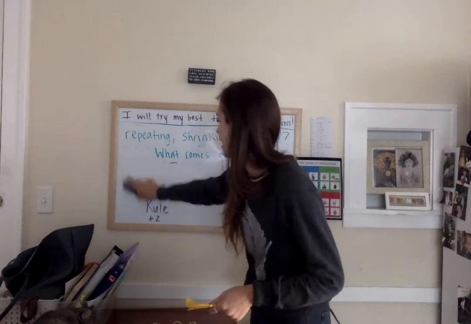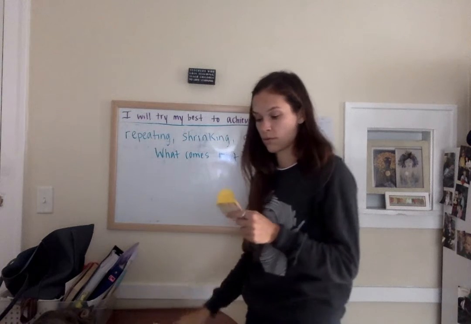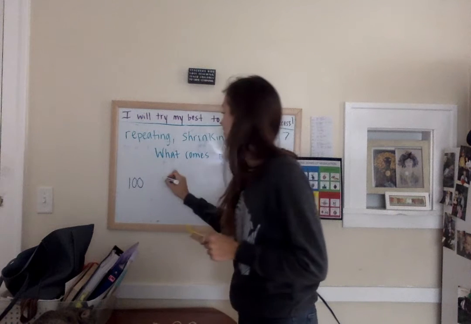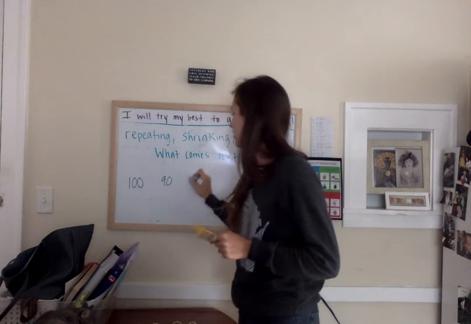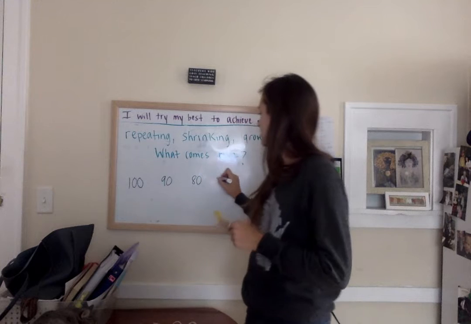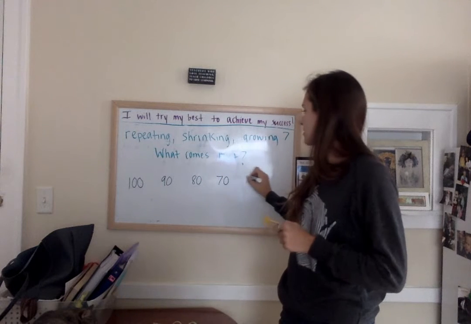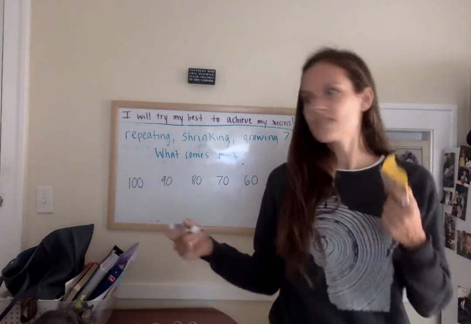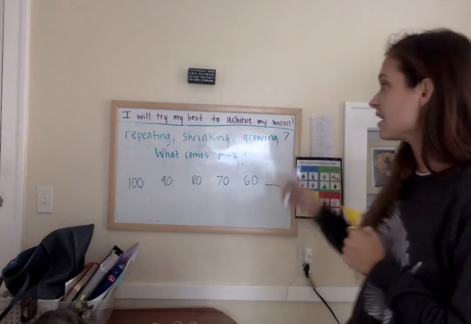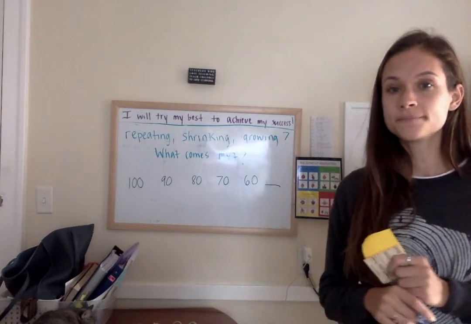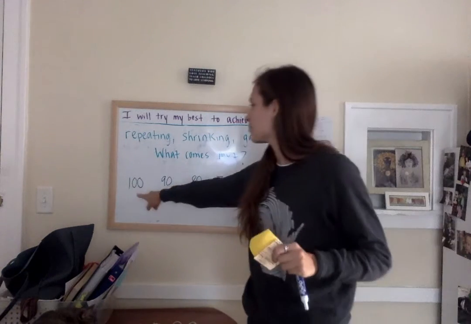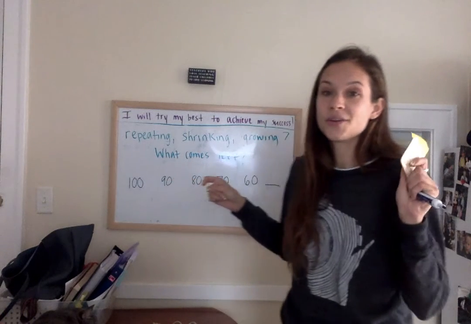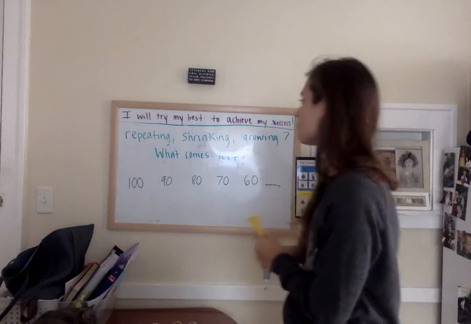Okay, next up. Here we go. We have the number 100, 90, 80, 70, 60. What type of pattern is this? Is it repeating, shrinking, or growing? What do you notice about the numbers? They're getting smaller, so it is a shrinking pattern.